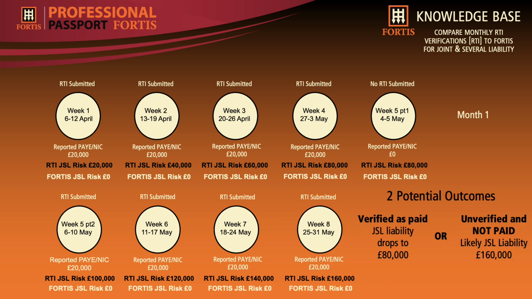So we now look at the potential outcomes of the monthly verification on RTI, and there are only 2 possible outcomes. The first, a confirmation that the month 1 PAYE liability has been settled in full, resulting in a drop of the overall potential joint and several liability to £80,000.